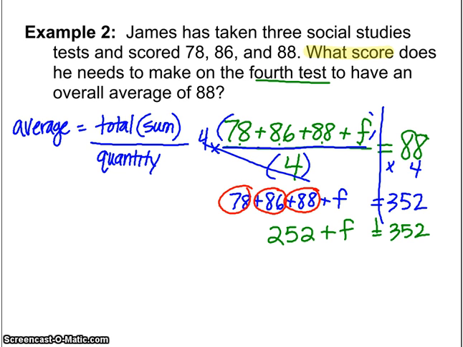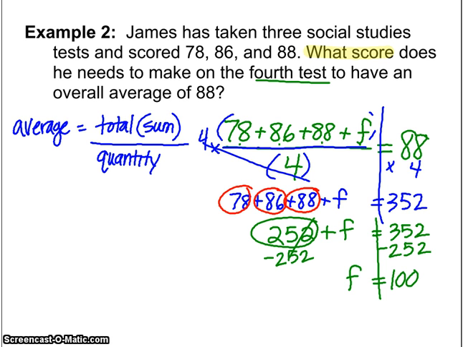And again, we want to get F alone, so this 252 is a positive amount, so I am going to go ahead and subtract 252 from both sides, and I'm left with F equals 100. So James has his work cut out for him. If he's been scoring 78, 86, and 88, he really needs to study.